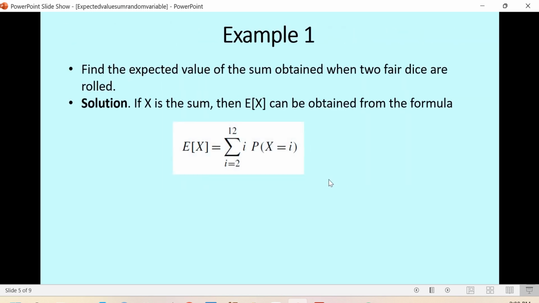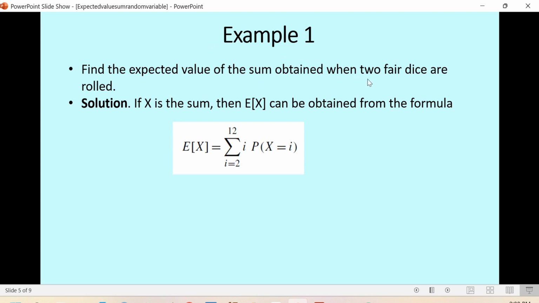Next, we take a look at two examples. The first example is quite easy. What's the expected value of the sum obtained when two fair dice are rolled? So we roll these two dice, and each roll gets the sum of the two dice numbers. For example, the first die gets a 3, the second die gets a 2, so the sum of these two dice is 5, right? And we want to know the expected value of this summation.